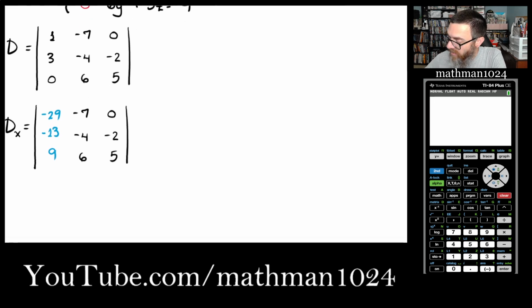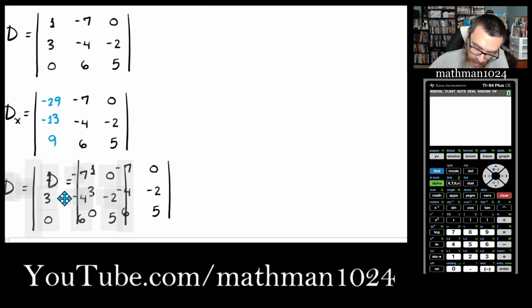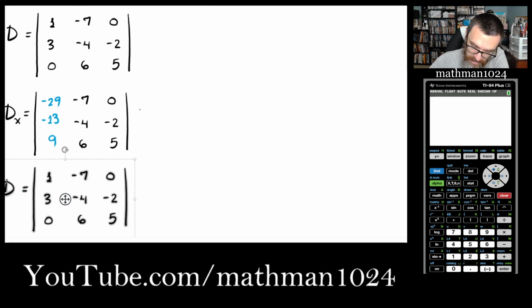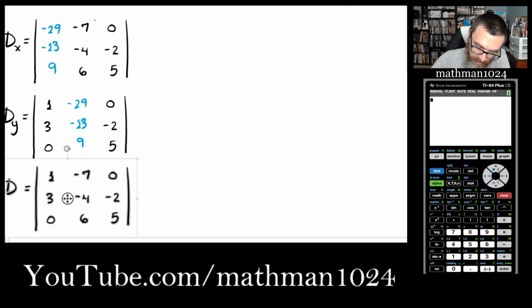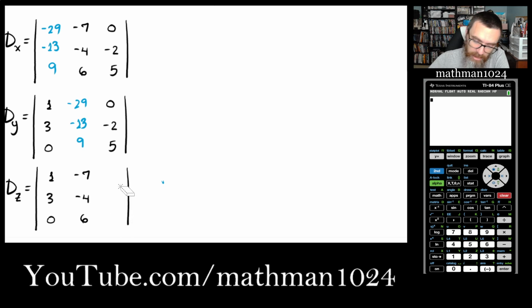All right, let's paste again, and we're going to write the one for y, which means we have to erase the ones here in the middle. And we're going to write those constants. And then finally, we're going to do the one for z. Erase everything in the z column, and we replace that with those constants.